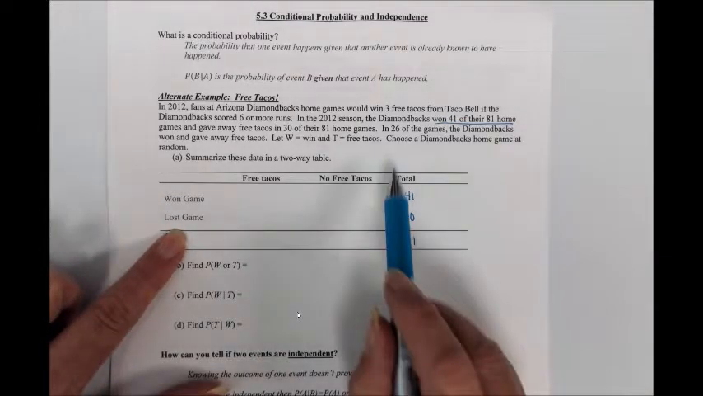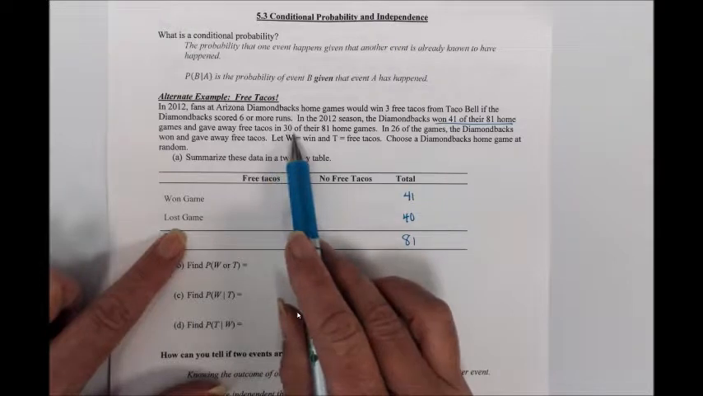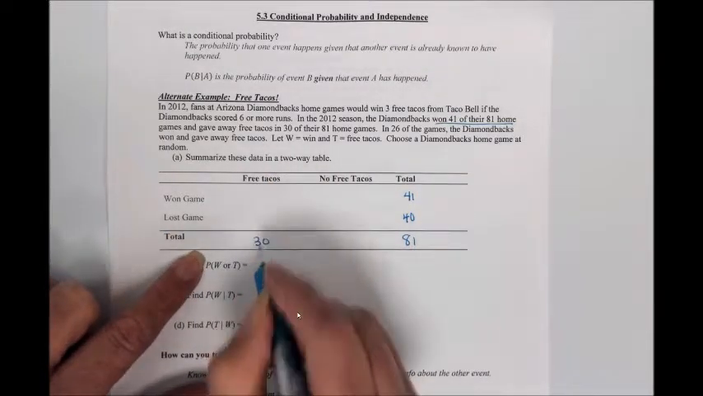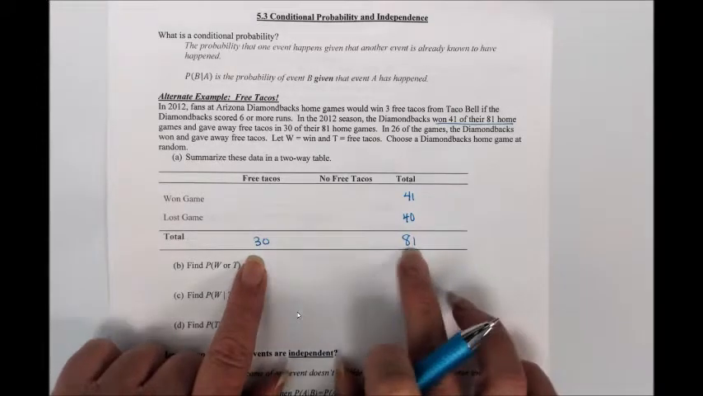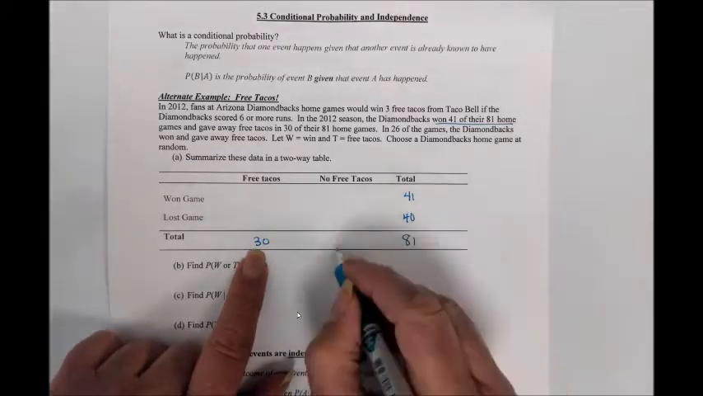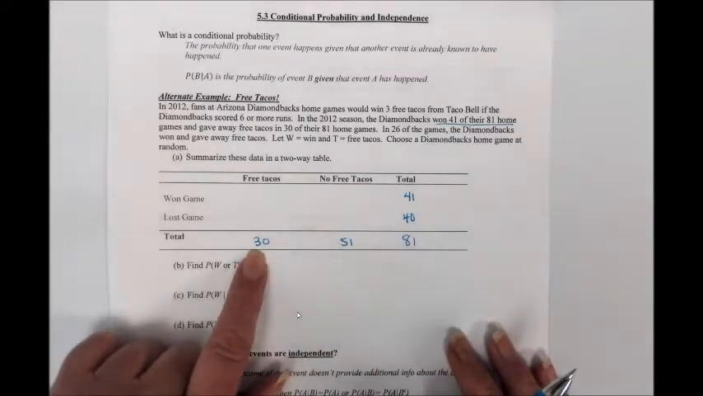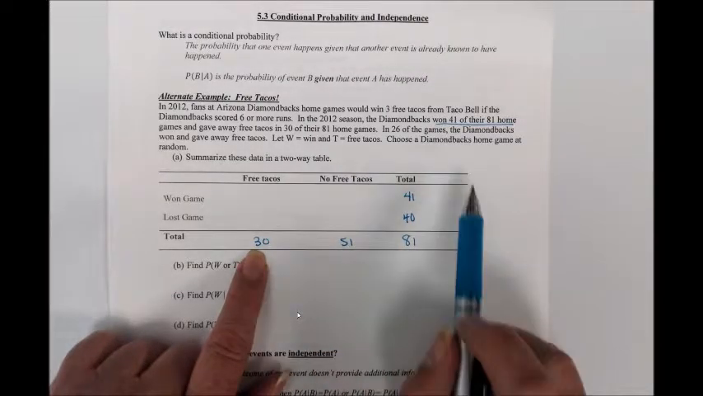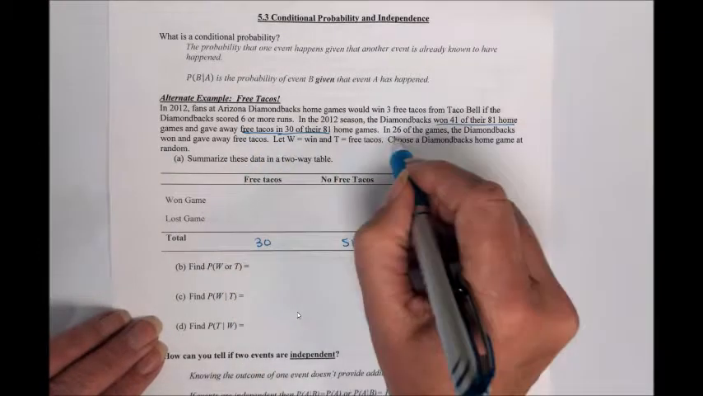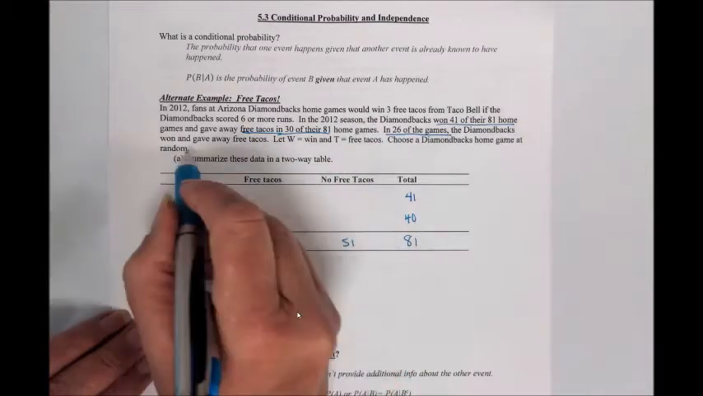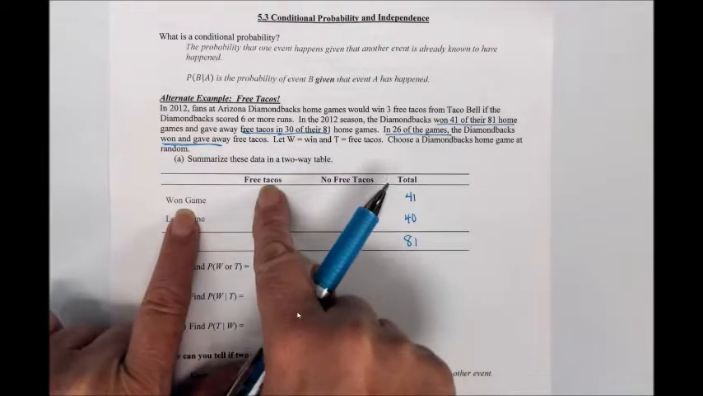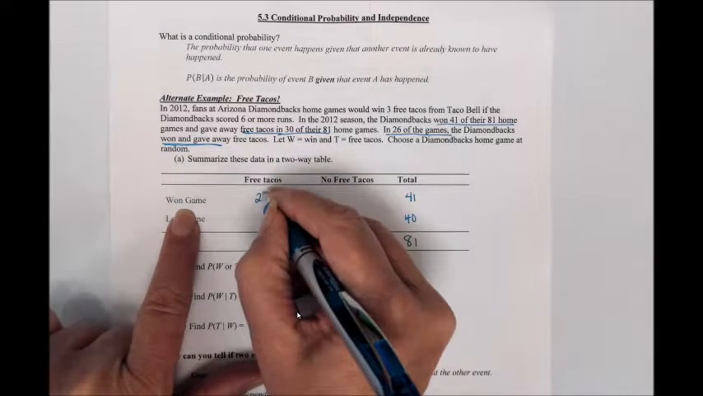I also know that they gave away free tacos. I know the total is 30. So again, if they played 81 games and they gave free tacos away 30 times, they didn't give away free tacos 51 of those times. And then the third thing I know is in 26, they won and gave away free tacos.